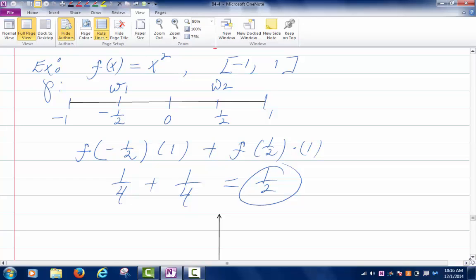And then if I add them, remember, the function f is what? X squared, right? The function f is x squared. So what is f of negative half? F of negative half is 1/4. F of half is 1/4. I add them, I get exactly half. So that's the Riemann sum.